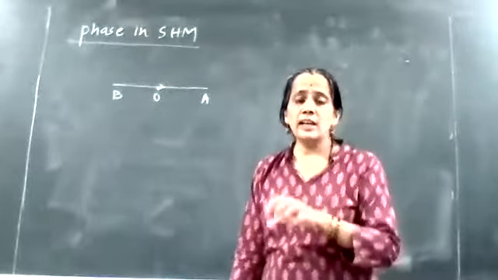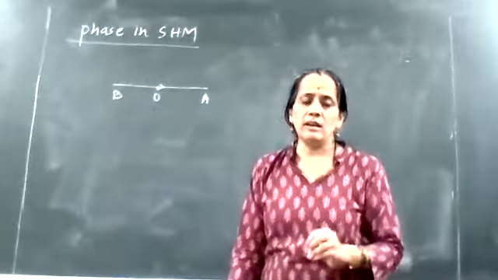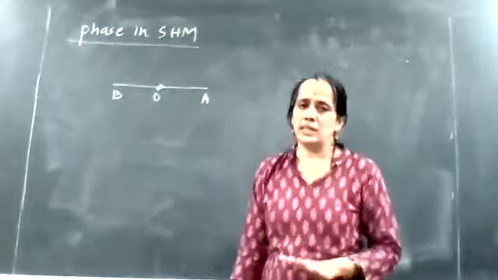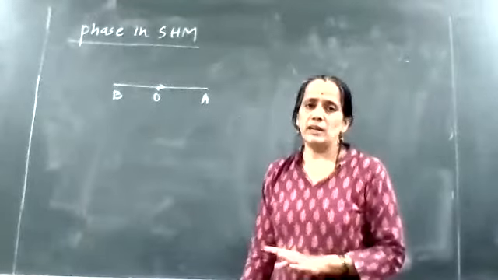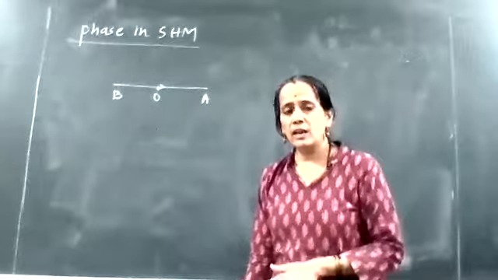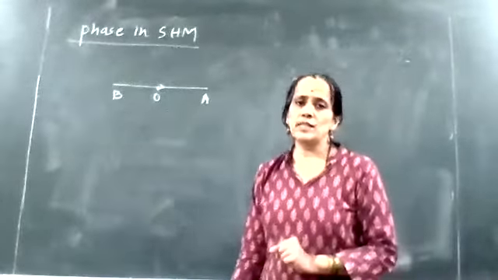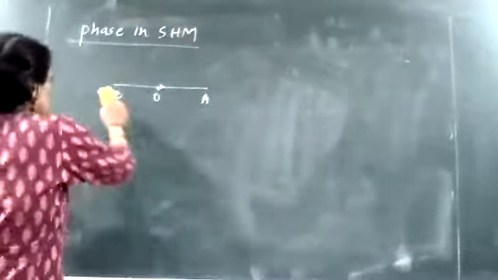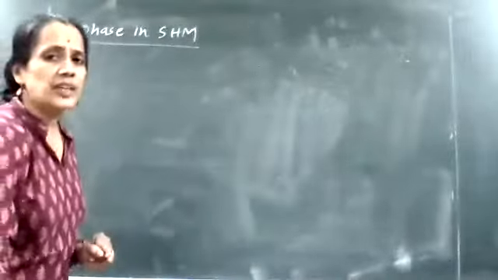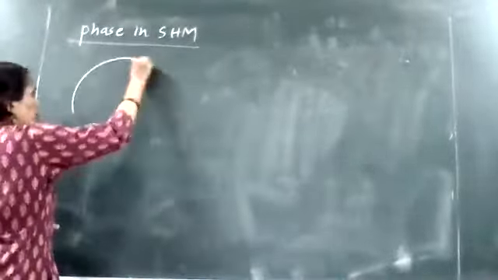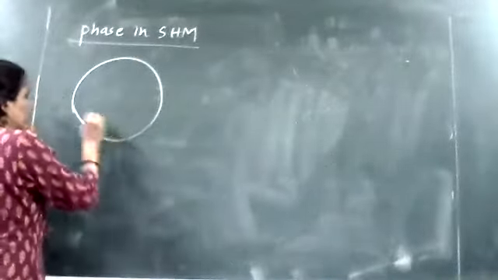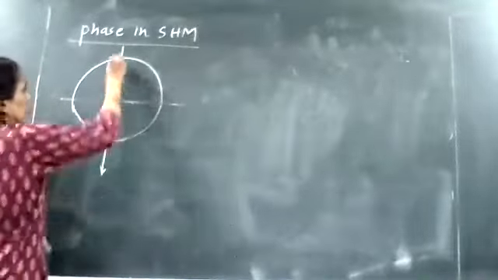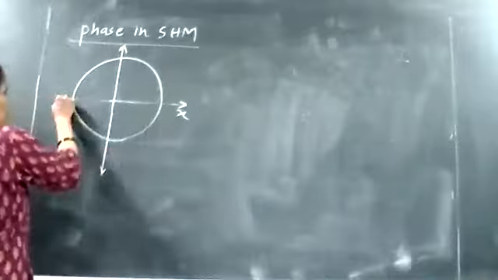So what does that phase angle indicate? Phase angle gives us the state of the particle, where that particle is present. So the state of the particle will be explained by a physical quantity which is called the phase of SHM. Now this phase of SHM we can understand in a better manner if we draw a reference circle. In the previous topic we have seen this reference circle. In that reference circle, I can draw these two coordinate axes, your x-axis and your y-axis.